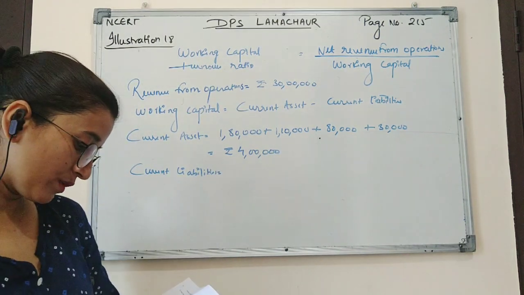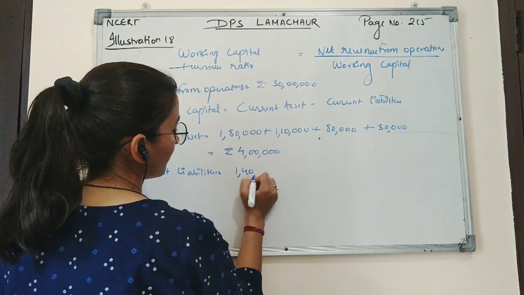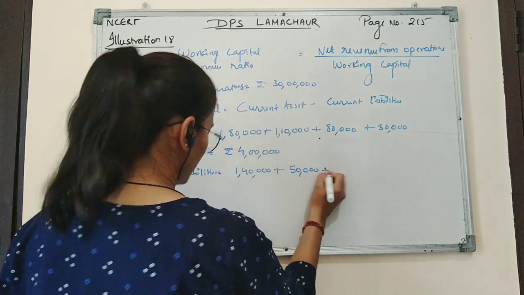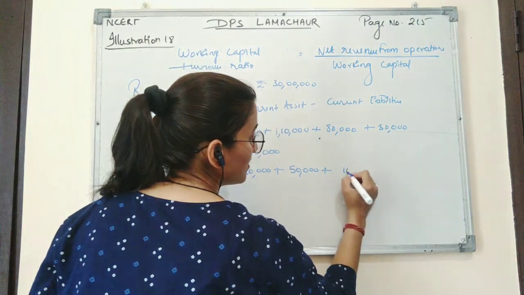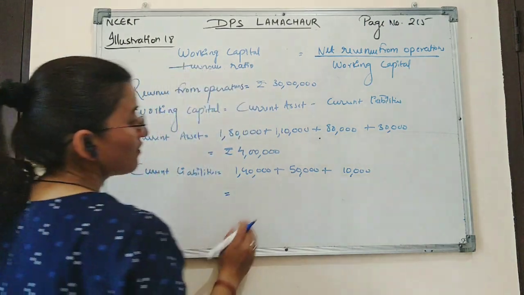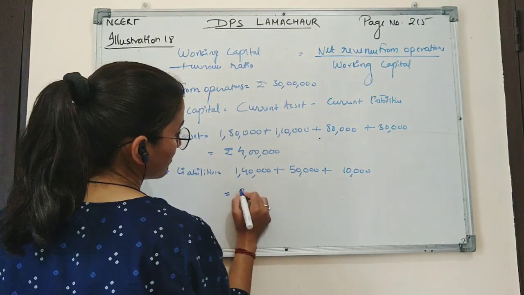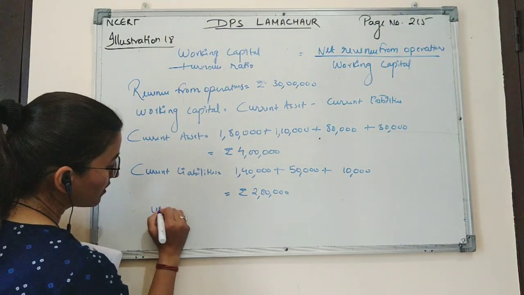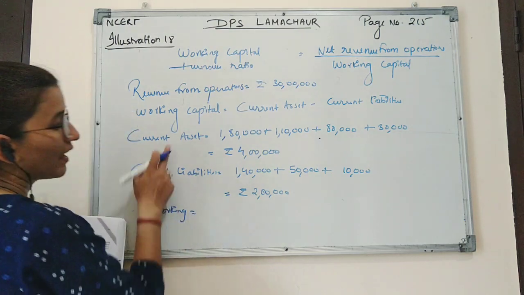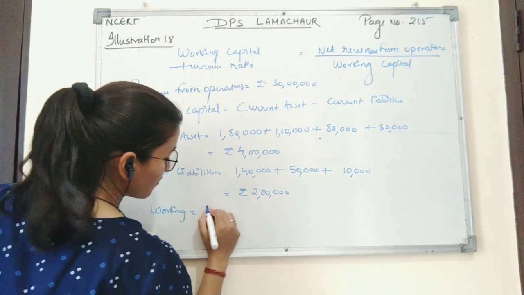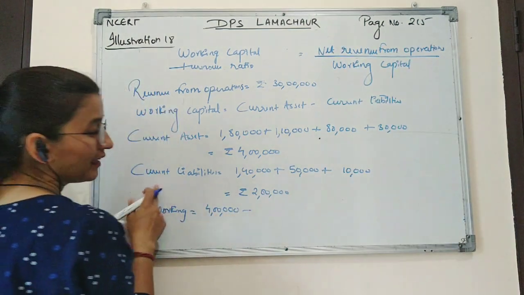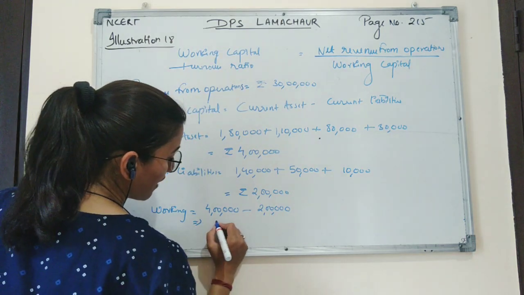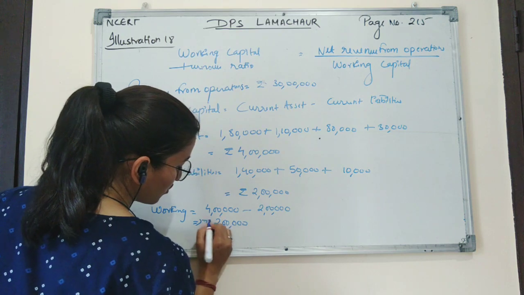Now we will calculate the amount of current liabilities. So in the balance sheet it is given creditors 1,40,000, bills payable 50,000 and outstanding expenses 10,000. Now we will add all these items. We get the amount of current liabilities as rupees 2 lakh. So working capital will be current asset minus current liability. Current asset amount is 4 lakh rupees and current liabilities is 2 lakh. So the amount of working capital we have is rupees 2 lakh.